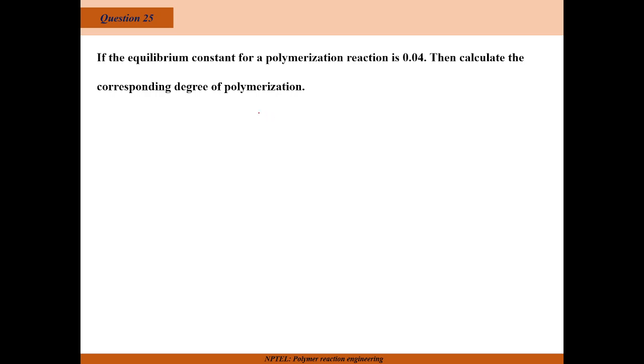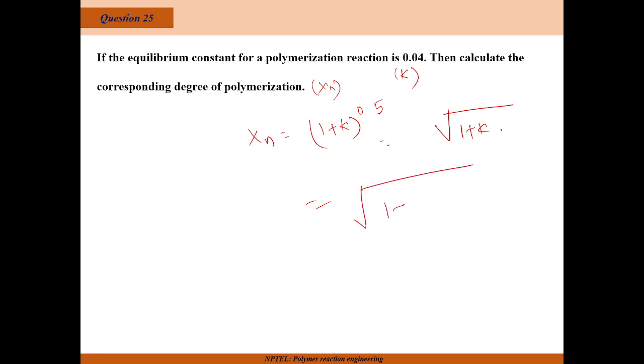Yeah, then I can tell you the relation. We generally denote the equilibrium constant by K, and the corresponding degree of polymerization is represented by Xn. Then I can write Xn as 1 plus K to the power 0.5, or the root of 1 plus K. So then it should be root of 1 plus 0.04, which is root of 1.04.